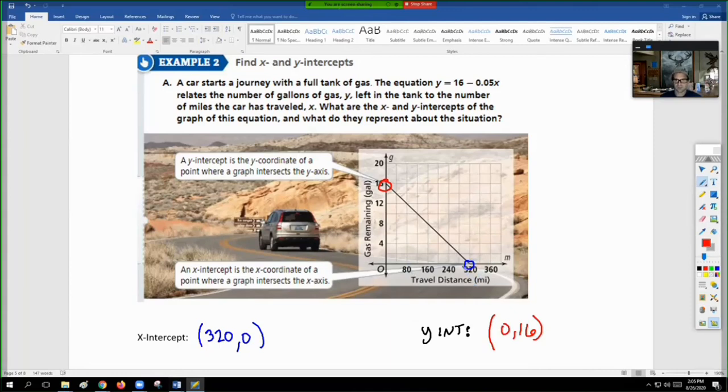So hopefully you guys can see that x-intercept, this is review from like Algebra 1, even in geometry. Where does it cross the x-axis? It crosses right there at 320, 0. The y-intercept, where's that point located? Over 0, up 16.